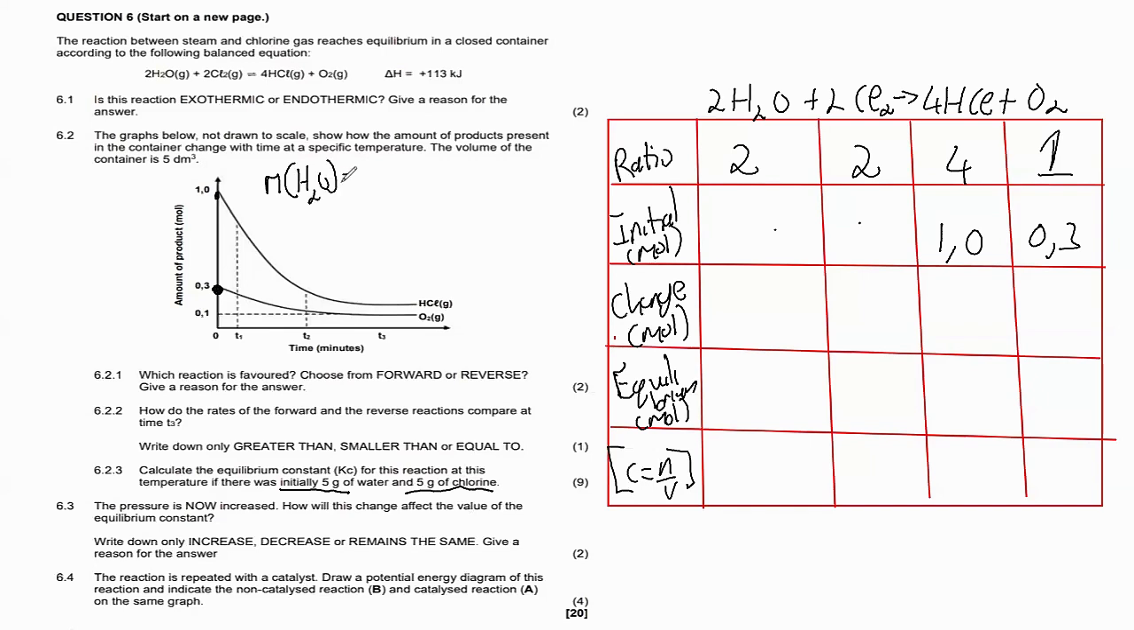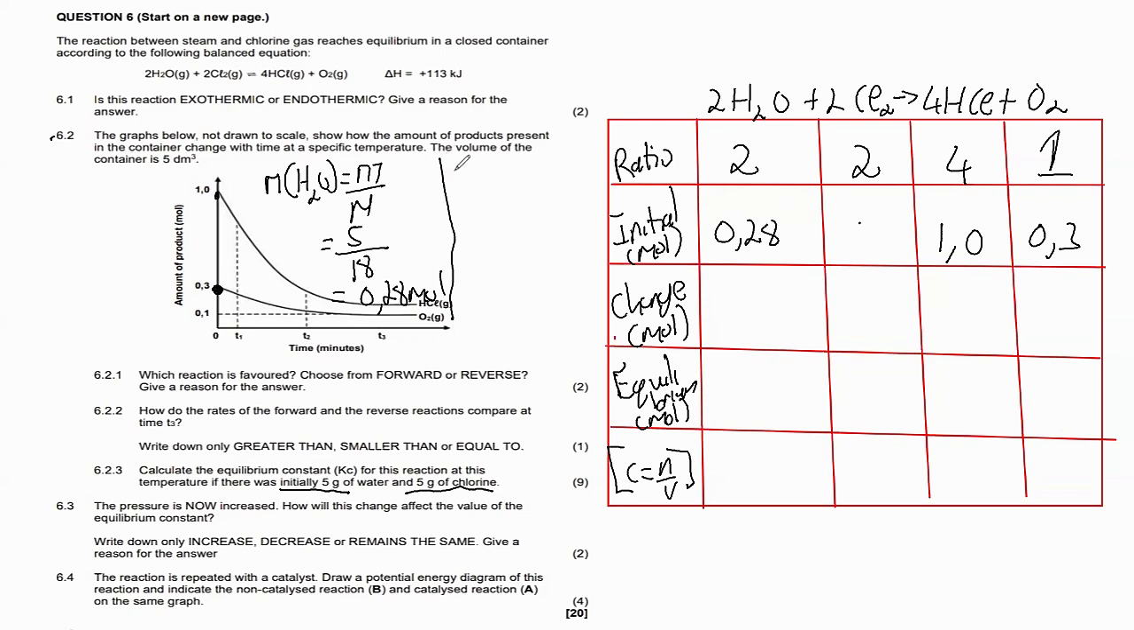H2O. This would be mass over the molar mass. Then our mass is 5 grams, but then the molar mass of water, we know that's 2 plus 16, which is 18. And then if you punch it into your calculator, what do we get? That's 0.28 mole, right? So we're just going to go ahead and substitute it here, 0.28.